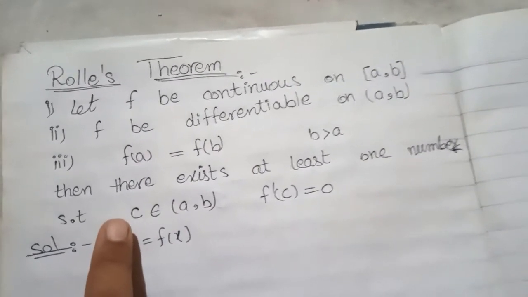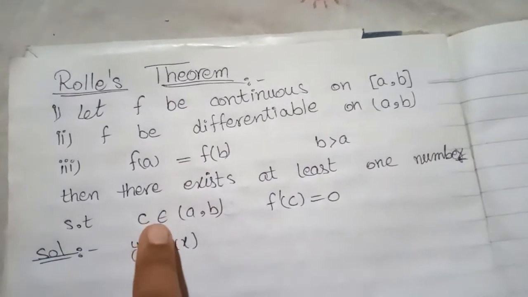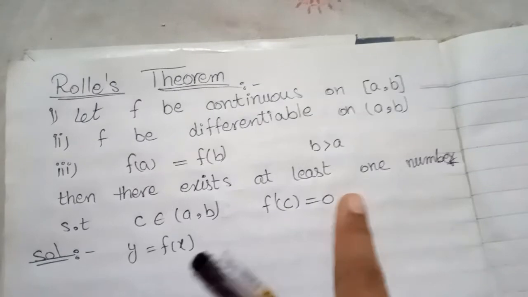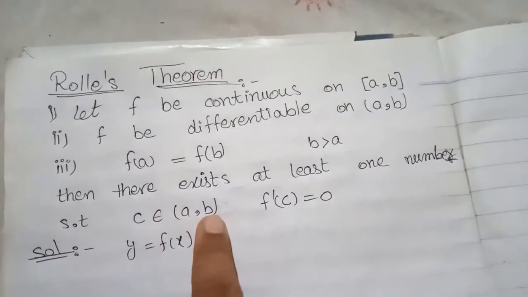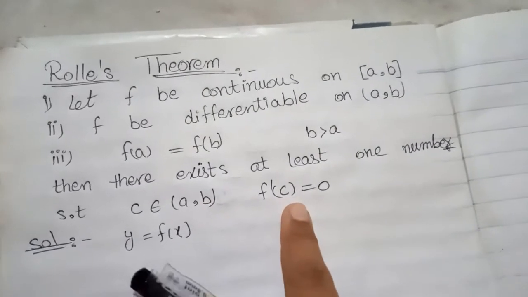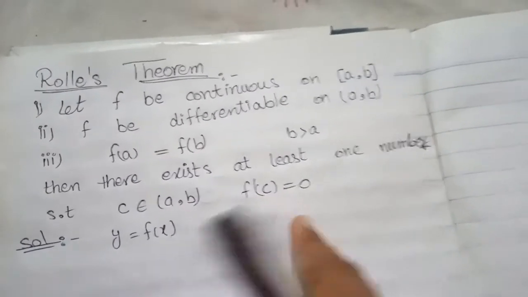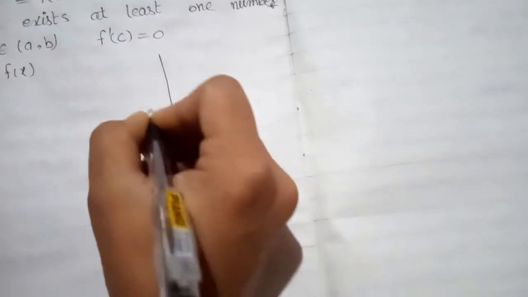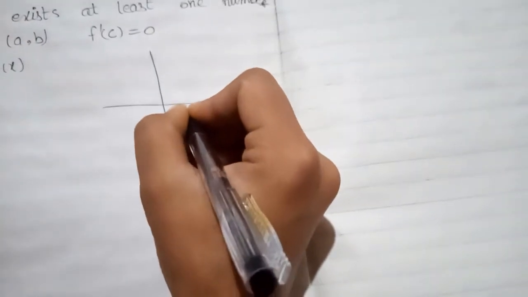Then we have to prove that if the function has these three conditions, then there exists at least one number c in the interval such that the derivative of the function at c is 0. First of all, let's draw the graph of the function.